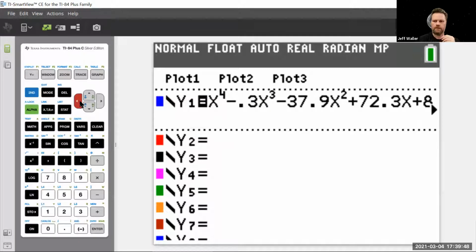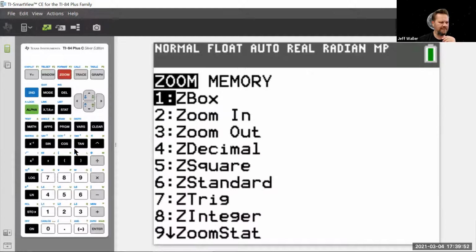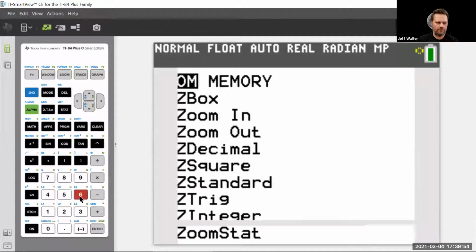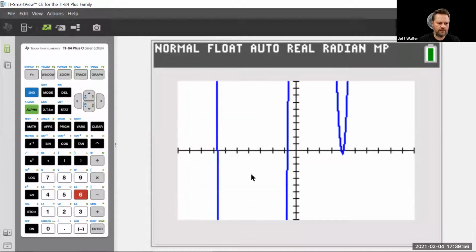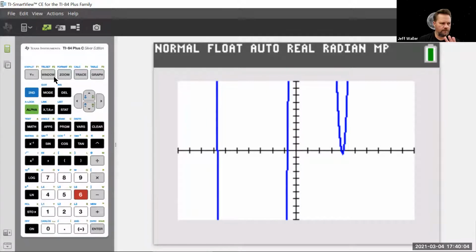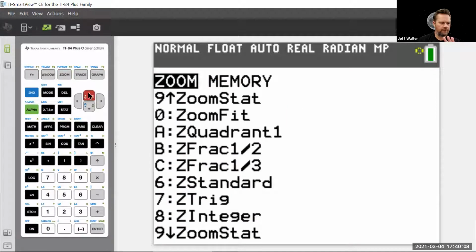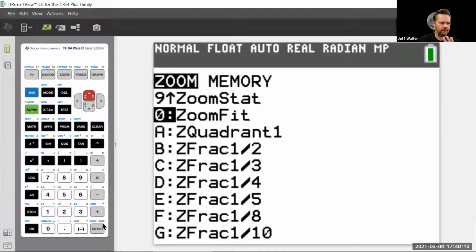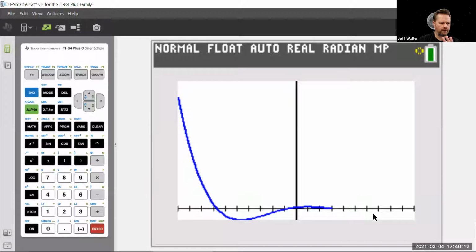All right. So now if I hit zoom 6, zoom standard, I get a standard window, and you can see how gross this is. But at least I can see some stuff happening. All right, I'm gonna zoom out a bit. Let's try zoom fit. Let's see if this does this well. Yeah, okay, that's well enough.